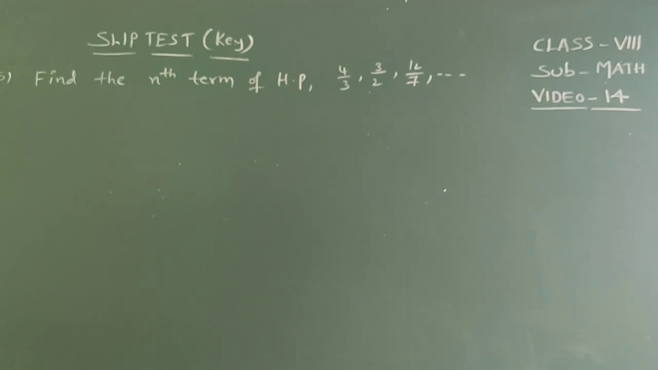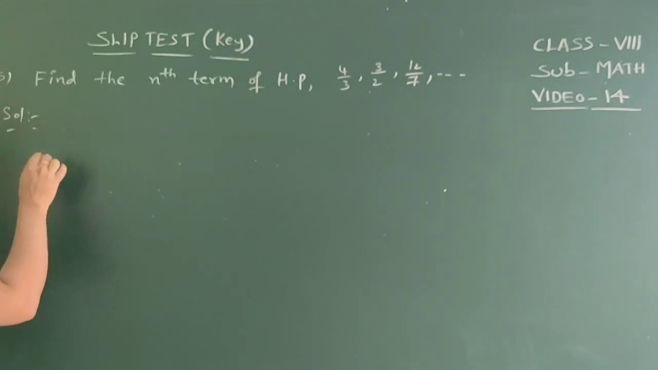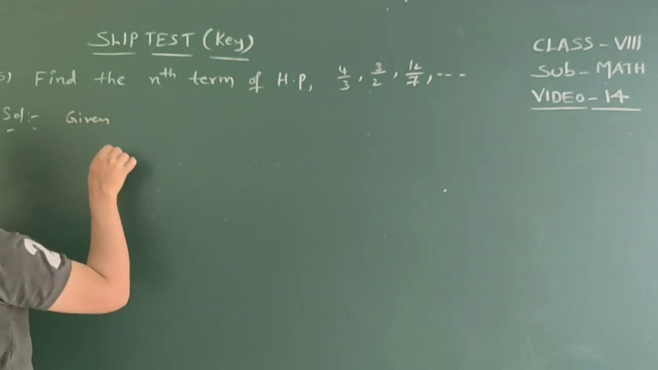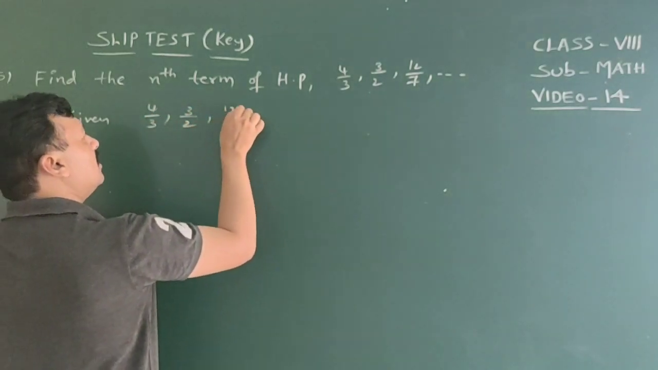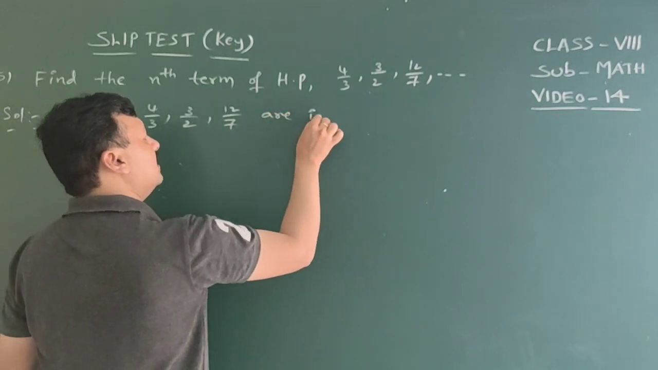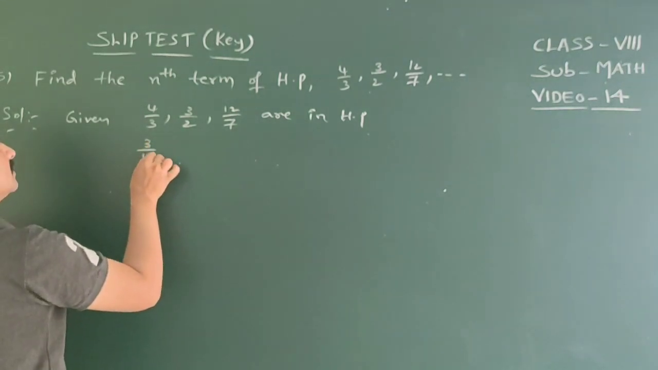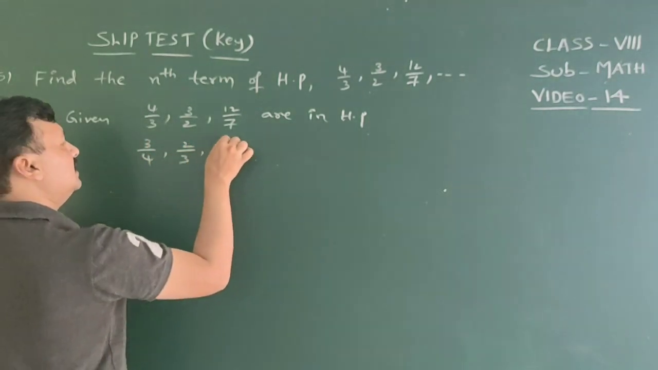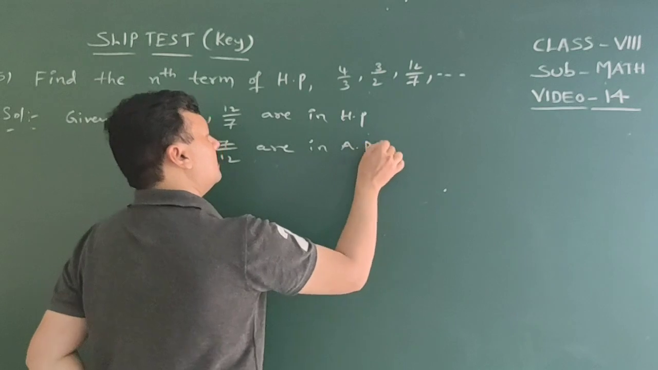Next one, fifth. Find the nth term of HP: 4 by 3, comma 3 by 2, comma 12 by 7. Given 4 by 3, 3 by 2, 12 by 7 are in HP. Therefore, 3 by 4, 2 by 3, 7 by 12 are in AP.